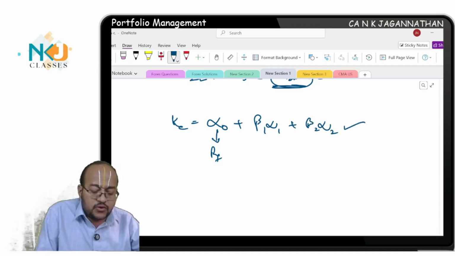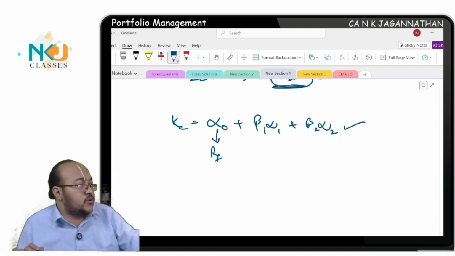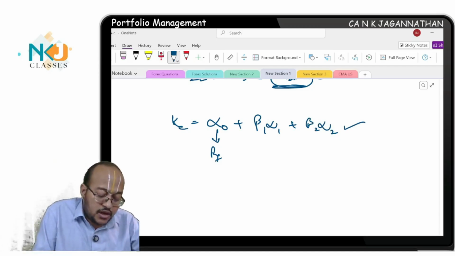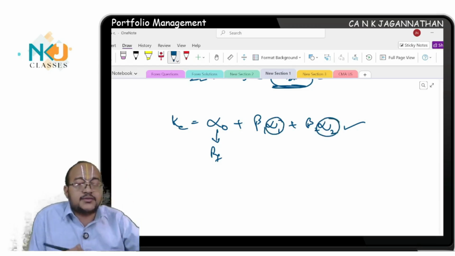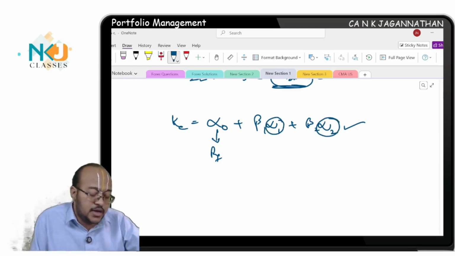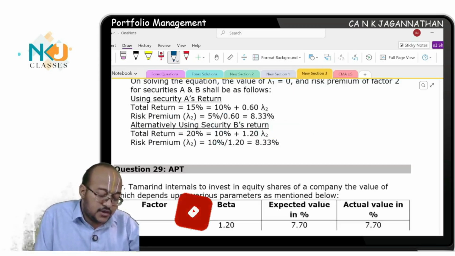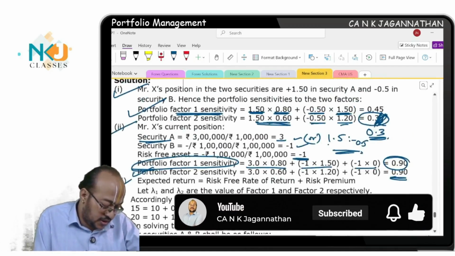We have two security portfolio. This is how you need to find out KE. Here, an important observation: they are asking the risk premium. They are asking lambda 1 as well as lambda 2. This is the factor risk premium they are asking for this security.